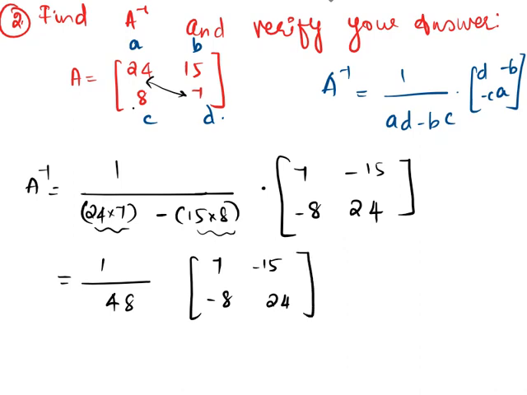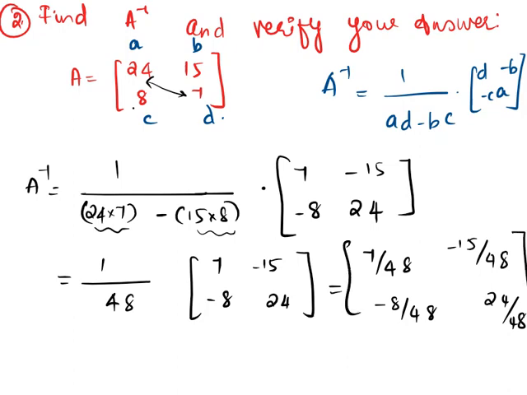Okay. On simplifying again, we will write 7 by 48, minus 15 by 48, minus 8 by 48, 24 by 48. So this is the answer.